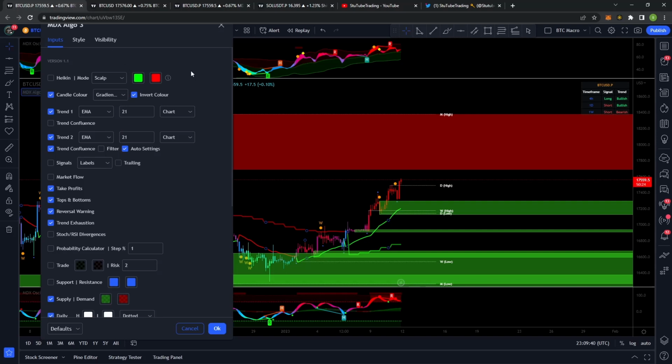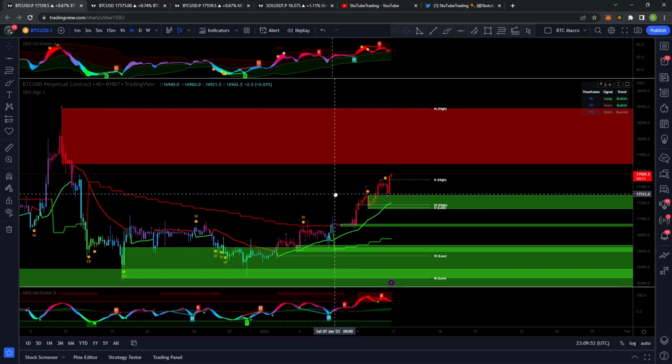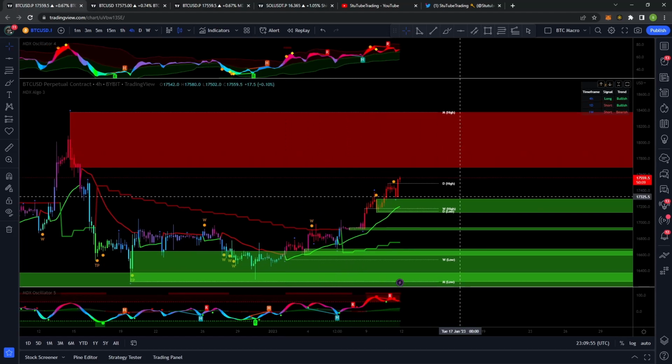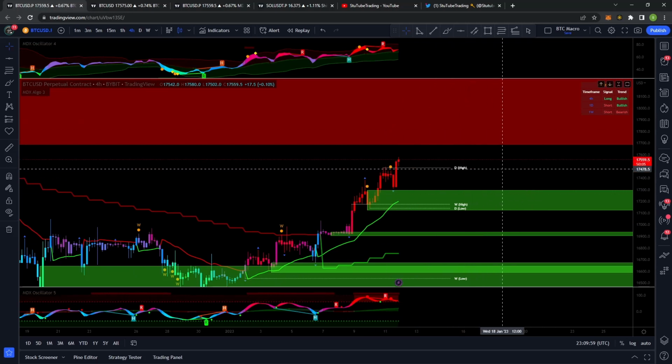Generally speaking, I know I'm pretty vocal in the group there. I usually trade the 5 or 15 minute chart, but the beautiful thing with these indicators is that you can have this chart trend confluence, so that's where you can add a second trend. I'll get more into that in a little bit. But yeah, just basically looking at the 4 hour here, we have some pretty interesting price action actually.